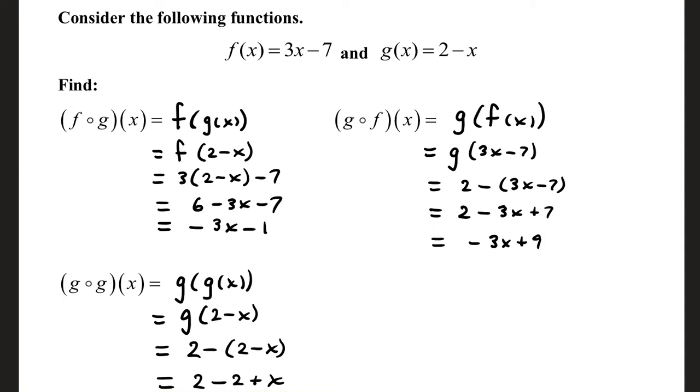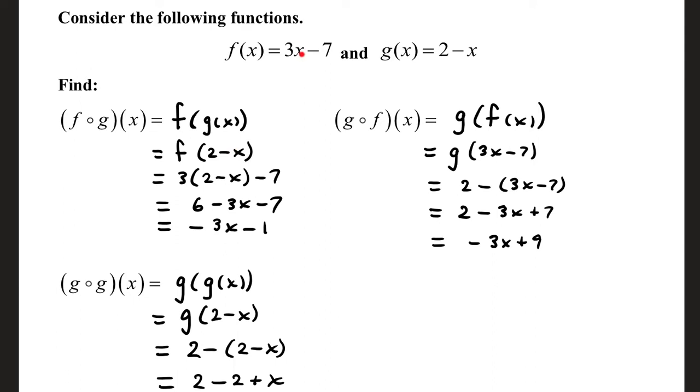Consider the following functions. We have f of x equals 3x minus 7 and g of x equals 2 minus x. Our first composition, the composition of f and g of x, in other notation you can write that as f composed of g of x. What we're going to do in this particular composition is take function g and substitute it into the variable of function f. So this is going to become f of 2 minus x, because that's what g of x is defined as.